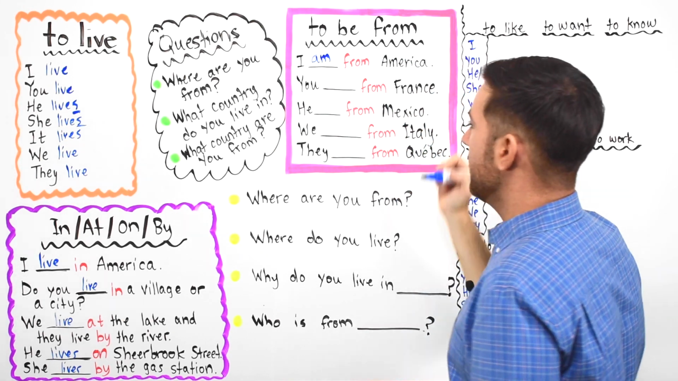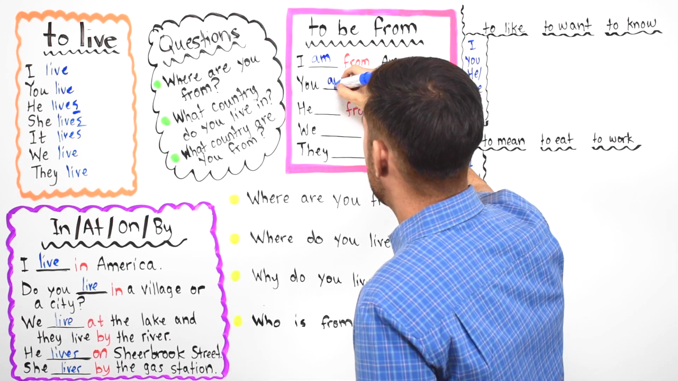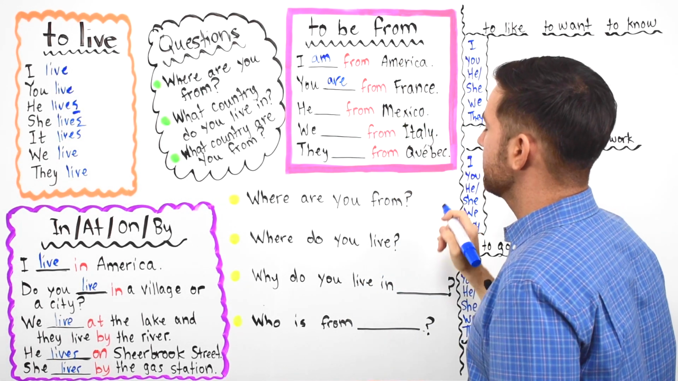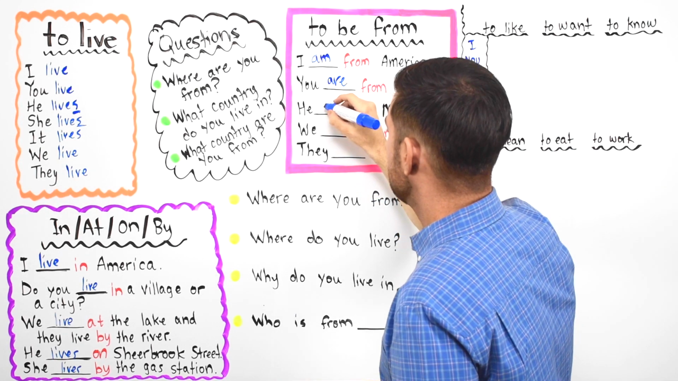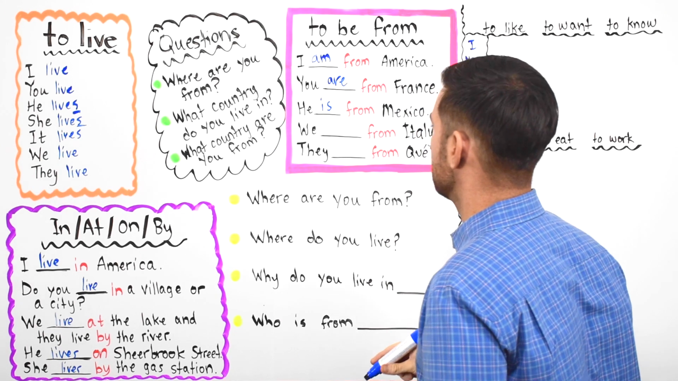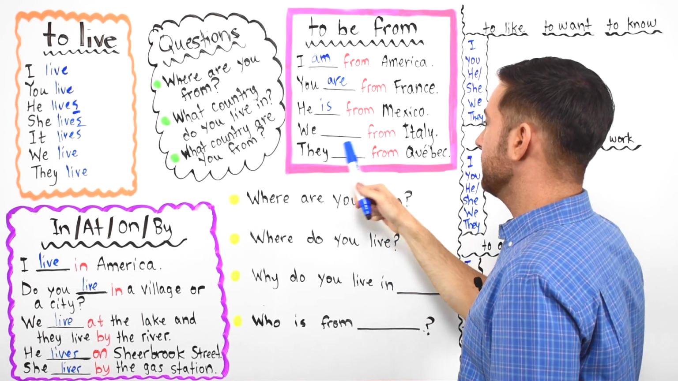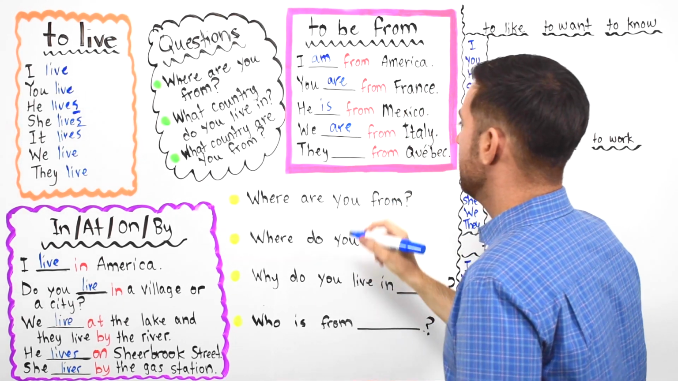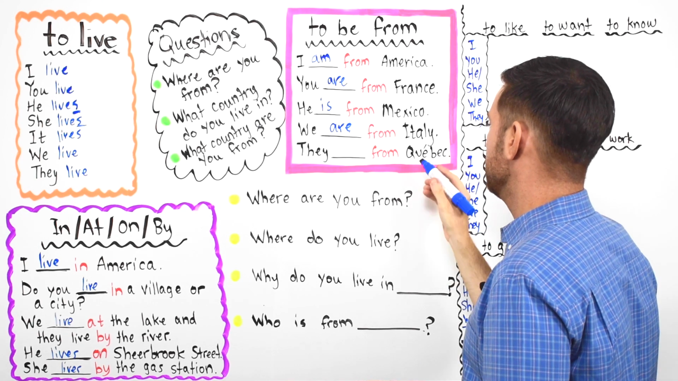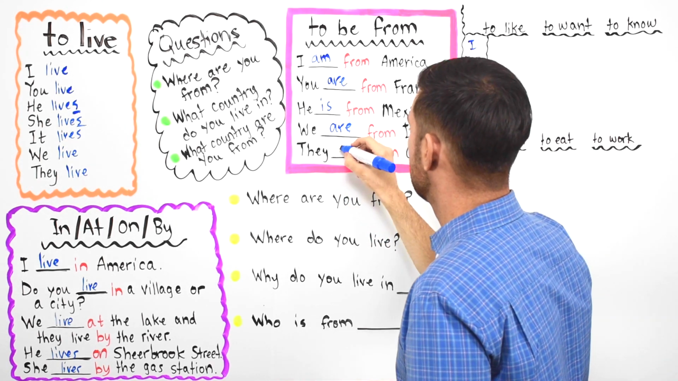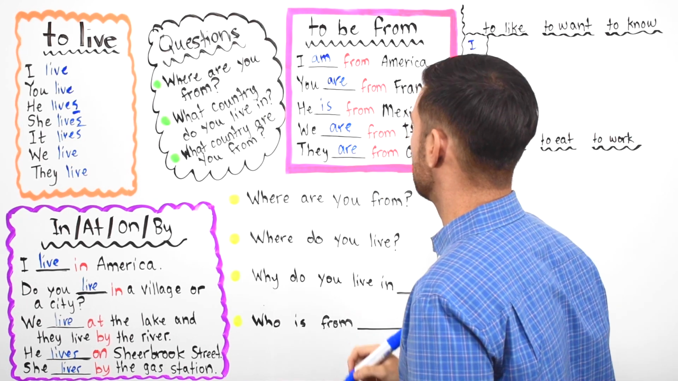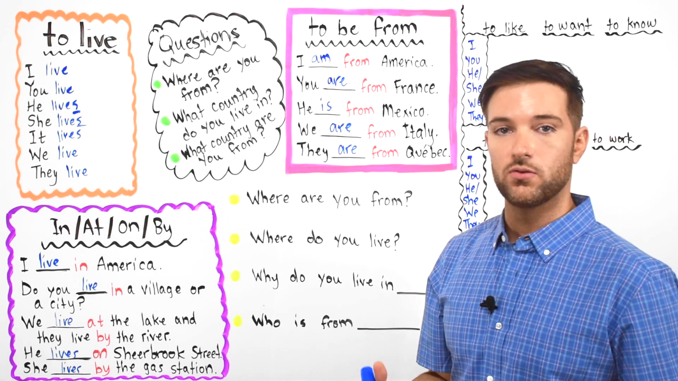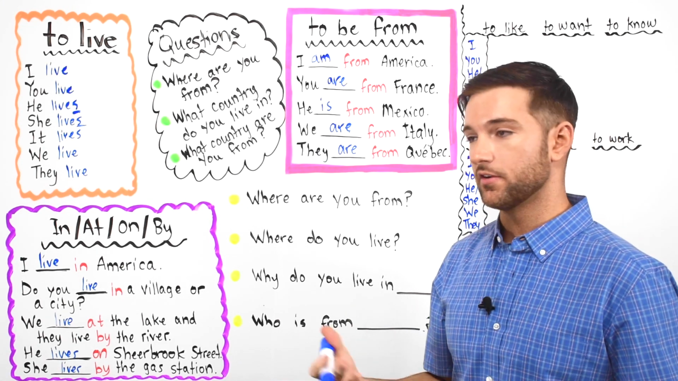You blank from France. We can say you are from France. He blank from Mexico. Okay, third person singular, he is from Mexico, or she is from Mexico. We blank from Italy. We are from Italy. And they blank from Quebec, okay, which is a province in Canada. So they are from Quebec. Now we're talking about the origins of where somebody is from, okay, where they live, where they were born, etc., where their family is from.